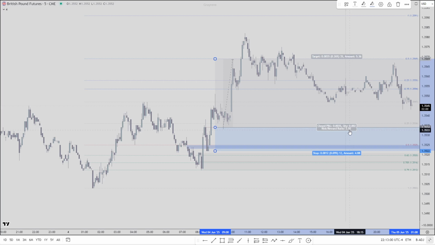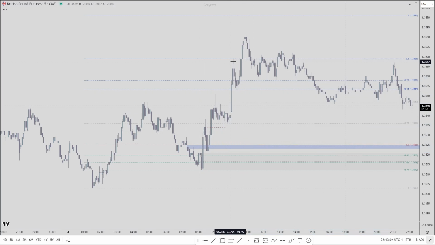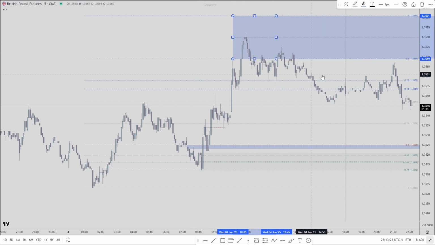2.92, close to 3. All right, so over here you can see how price just stops at the 0.5 level for a retracement before making the final push higher, and it stops right in the middle between 0.5 and 1. If we take the rectangle here, and then you can see the body closing.